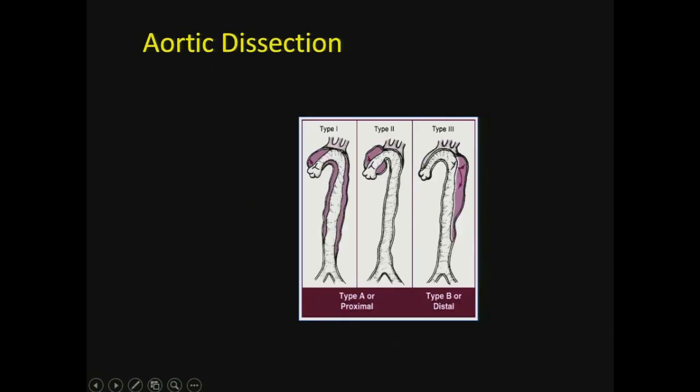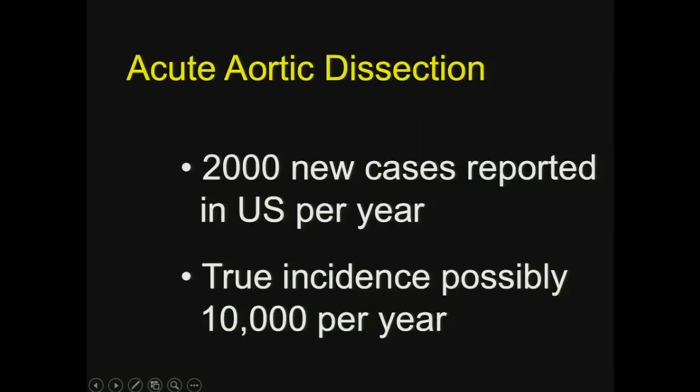And in terms of communication with each other, these are DeBakey type 1, 2, and 3. Basically, 1 and 2 involve the ascending aorta. Type 3 is only the descending aorta. More commonly used classification nowadays is Stanford, type A, type B. Type B is just the descending aorta. These two form the type A category.